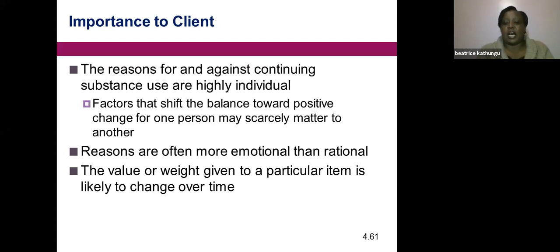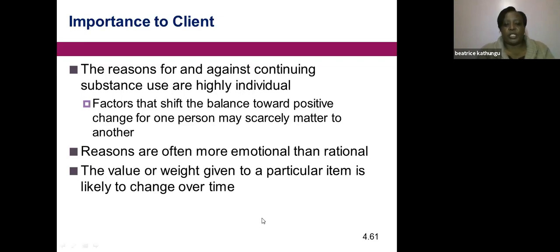that clients are valuing. The other thing to note in bullet number 2 is that the reasons are often more emotional than they are rational. So what makes sense to you and me as an important factor is not necessarily so for the client. You might be surprised that the client's reason for continuing to use the substance may be no reason for you and me, but for them it is a reason. So we have to respect that, because we want to meet the client at their point and where they are.